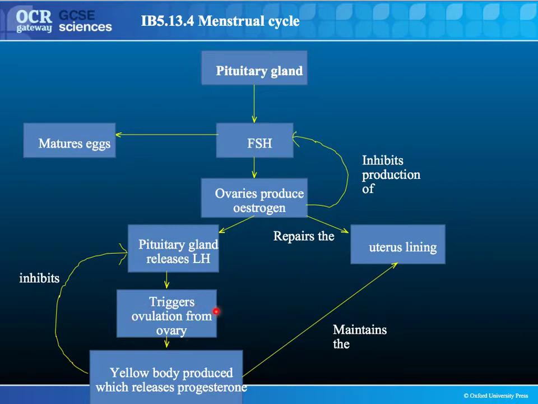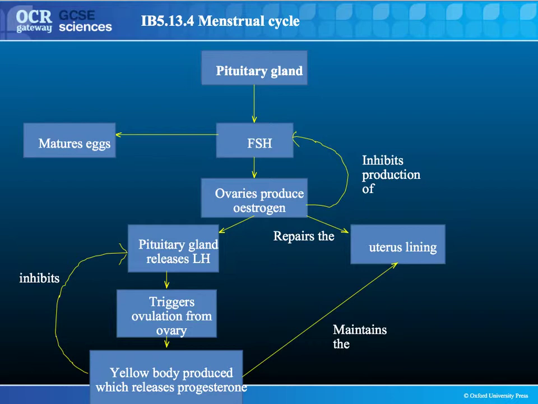After ovulation has happened due to the release of LH, the follicle that has burst open to let out the egg in ovulation doesn't disappear. It turns into what we call a yellow body. And this yellow body that's left over after ovulation starts to release progesterone.